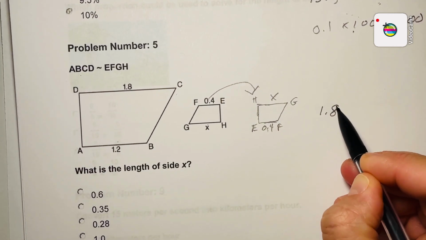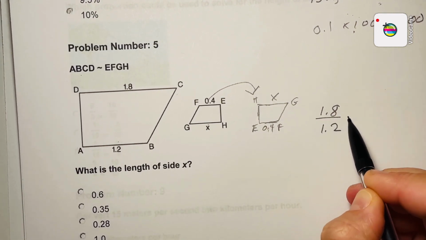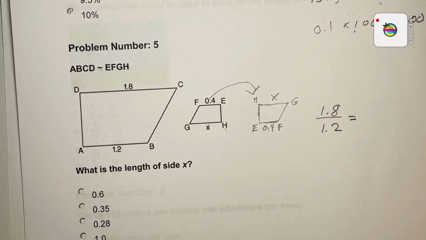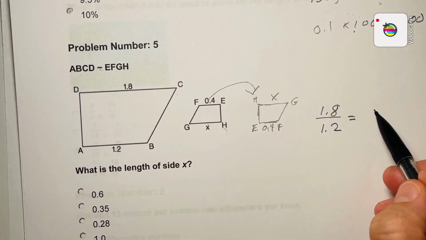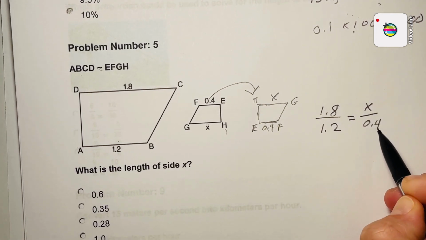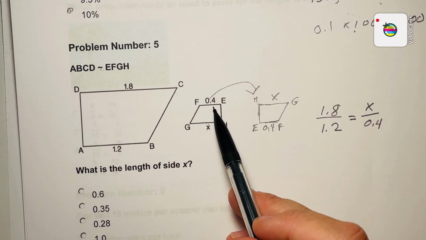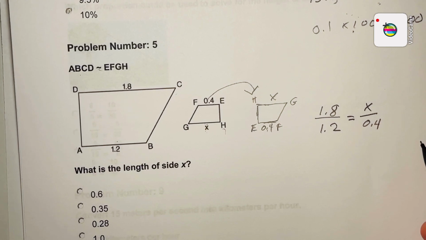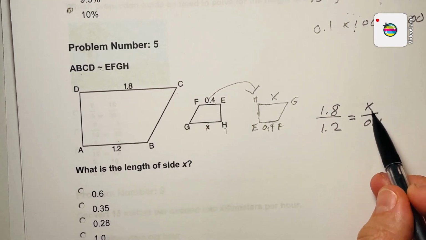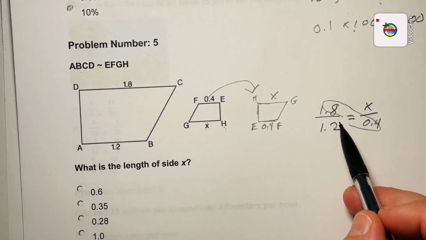Okay, so this shape has 1.8 over 1.2, and if we want to compare it to this similar shape, then we also need to put x, the top, over the bottom, over 0.4. If we would have left this shape the way it was, you probably would have been confused about where to put your numbers and your variables. Okay? So now that we have them in the right order, we can cross multiply, remember that step, and then divide.